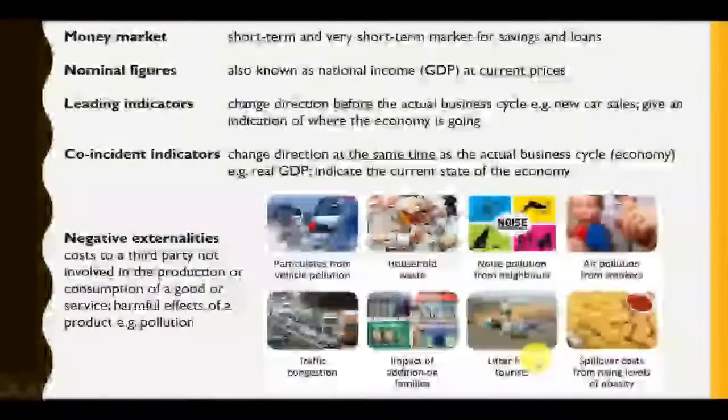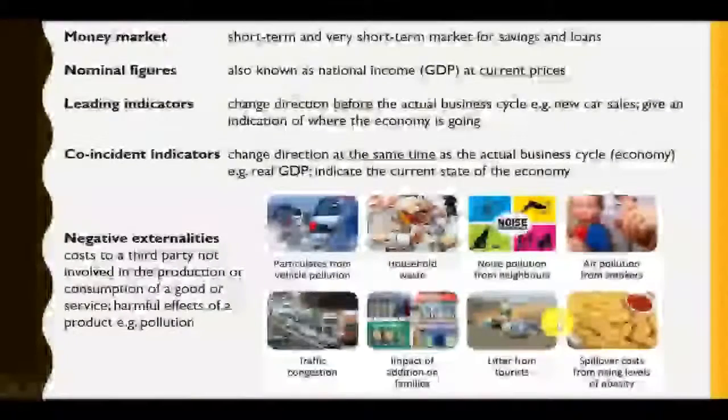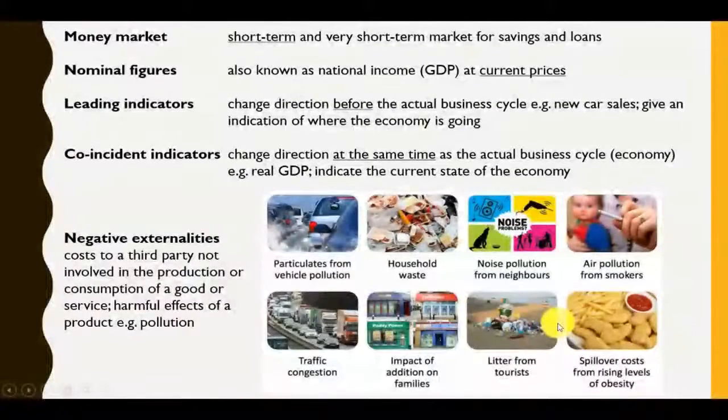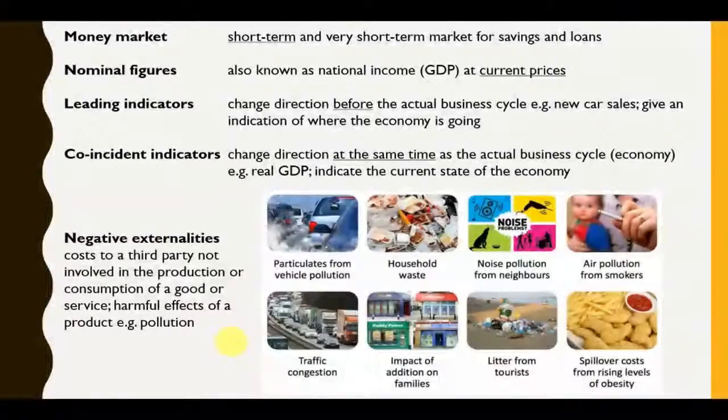Litter from tourists, and also rising levels of obesity. That has a negative externality or a cost on our health system, because people might not be as healthy as they could be. Alright, that's the match the columns, guys, which is the second part of section A of your question paper.